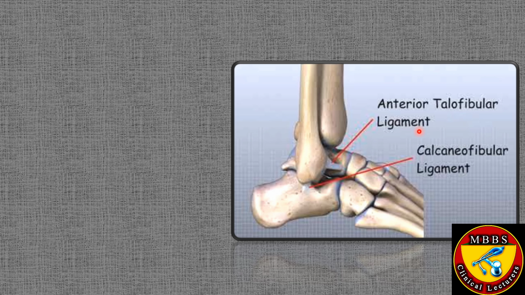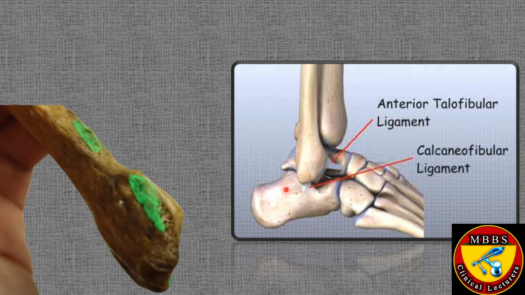Anterior talofibular ligament. As you can see, this is the talus and this is the fibula, and this is the anterior part of the fibula. So this is the anterior talofibular ligament. This is the calcaneofibular ligament. This is the calcaneum or heel bone, and this is the fibula. So, calcaneofibular ligament. Now you can see this is the anterior talofibular ligament. This one.